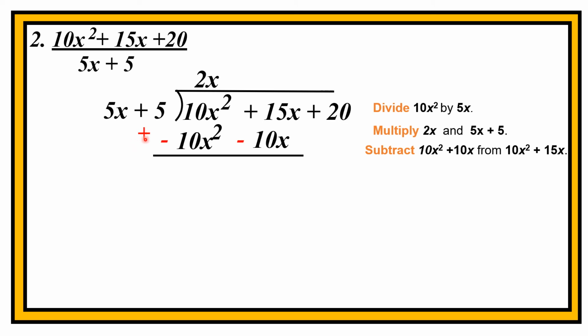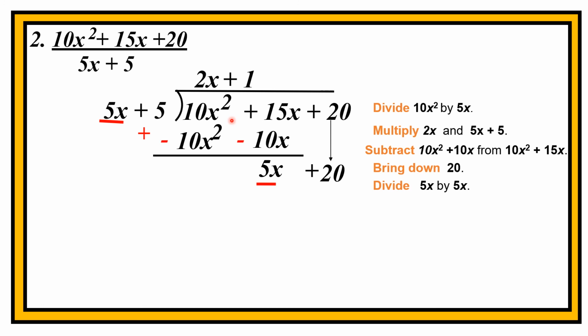Then, proceed tayo sa addition. So, 10x squared plus negative 10x squared, 0 to. Then, positive 15x plus negative 10x, ang answer ay positive 5x. Kasi unlike sign, so subtract natin, then copy natin yung sign. So, that's why the answer is 5x. Then, bring down 20. So, 5x now divided by 5x. So, since pwede pa natin i-divide, so 5x divided by 5x, the answer is 1.